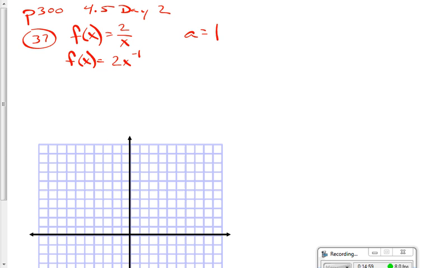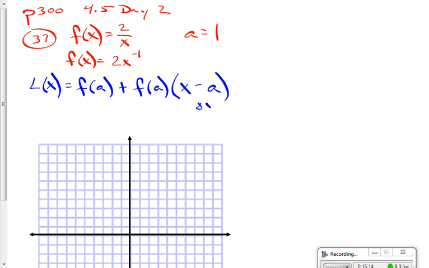Okay? Please write this down. Every homework problem you do that requires it, I think this helps. L of x is equal to f of a, that's the y value, plus the slope times the change in x. This is just dx, or delta x right there. Isn't that nice?